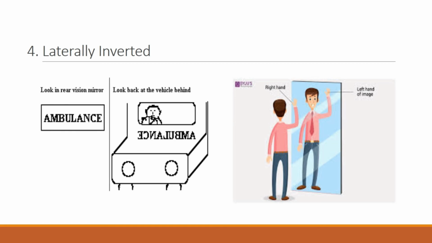Now you can check with a real life example. On an ambulance, it is never written in the straight form. It is written in this form. So whenever a person is sitting in a car and sees in the rear view mirror, this ambulance can be seen in his mirror in this form. While on the ambulance, it is not written in that form.